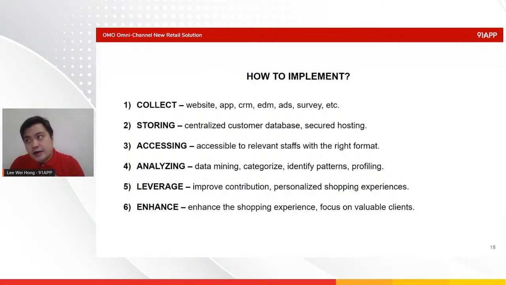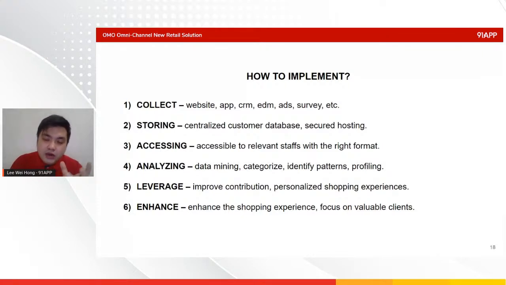And in fact, now that you already understand CRM is very important, you already understand that it is needed and has so many benefits, how do you implement it? Basically, a CRM implementation involves these 6 steps. The first one is of course collect. We're talking about data collection. Is it through a web or apps or some CRM or EDM advertisement or survey? These are all sorts of techniques of how you can collect data.